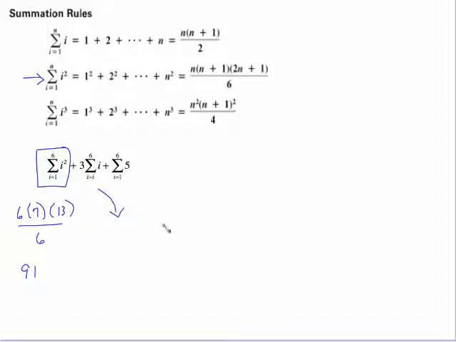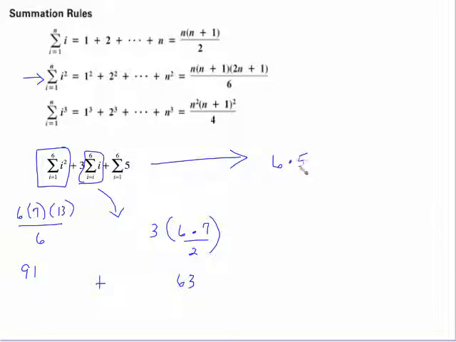This one here will be 3 times the summation for the sum of the first 6 integers. So my formula would be 6 times 6 plus 1, which is 7, all of that divided by 2. And that will give me 63. This is the property that if we're adding up 5 6 times, this is just 6 times 5, which is 30. So if we add all of those up, that will give me 184 for that summation.